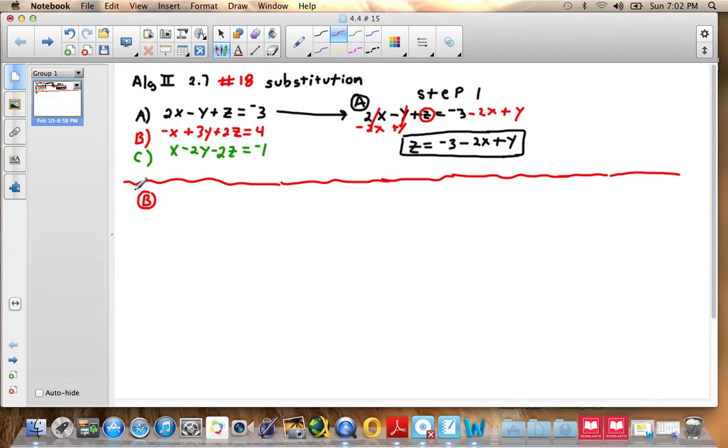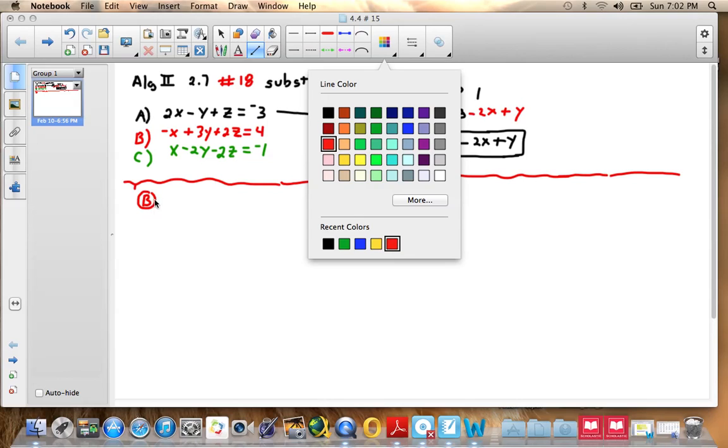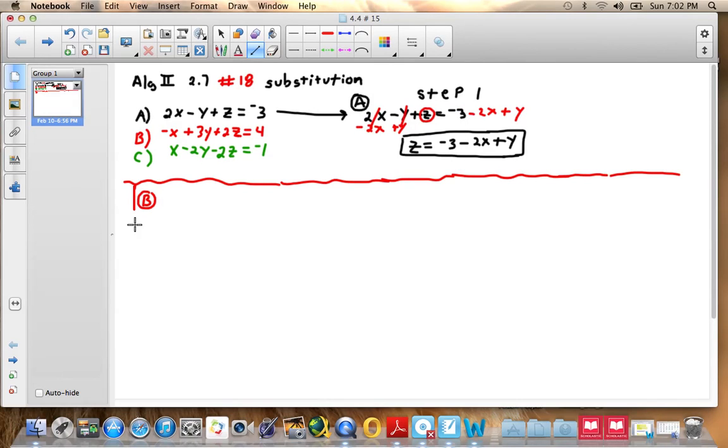Let's see. Just trying to kind of organize this a little bit. So this is all going to be step 2. Okay, step 2.